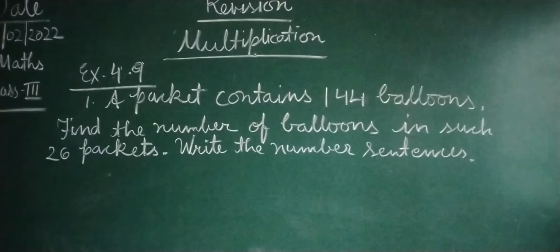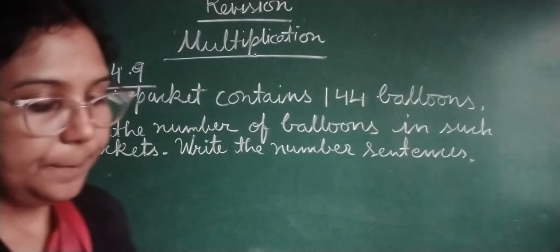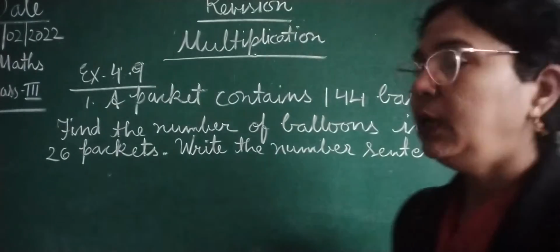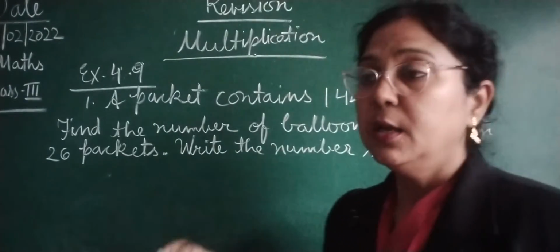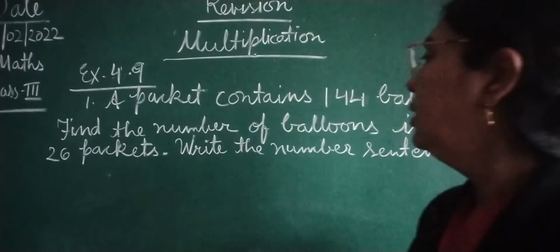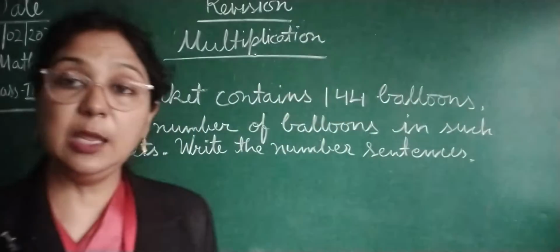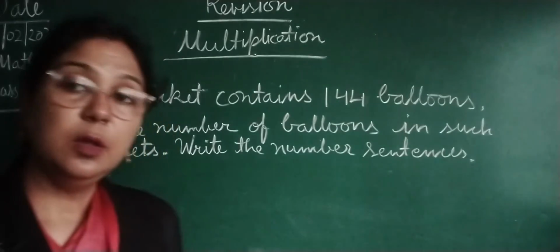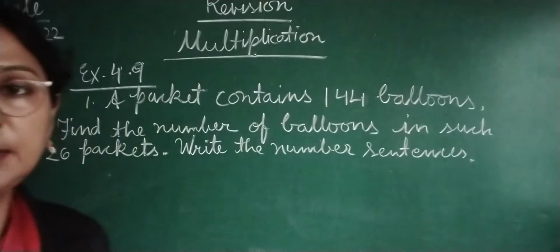So a packet contains 144 balloons. Find the number of balloons in such 26 packets. Write the number sentences. So here you have to understand what we have to do in this. A packet contains 144 balloons, so one packet has 144 balloons. Now you have to find out how many balloons are there in 26 packets. It is given that one packet has 144 balloons, so in 26 packets, how many balloons are there? That is the question.